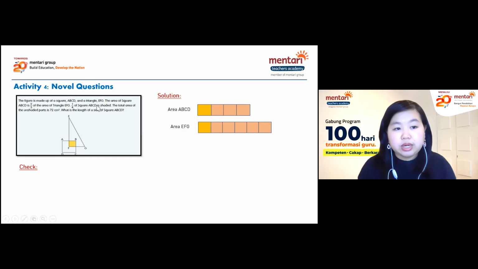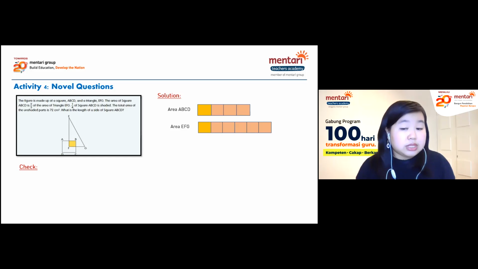The area of a square ABCD is 2/3 of the area of triangle EFG. And this is grade 6 level. So the assumption, if you're going through the Singapore curriculum, is that the students would have learned the basics of ratios already. So when it says 2/3 of the area of triangle EFG, maybe you can ask your students, okay, then students, what does it mean by 2/3?